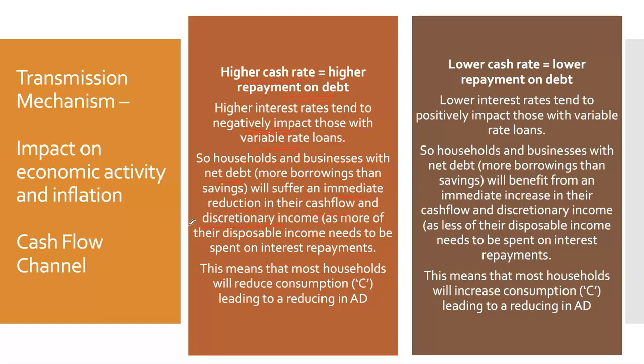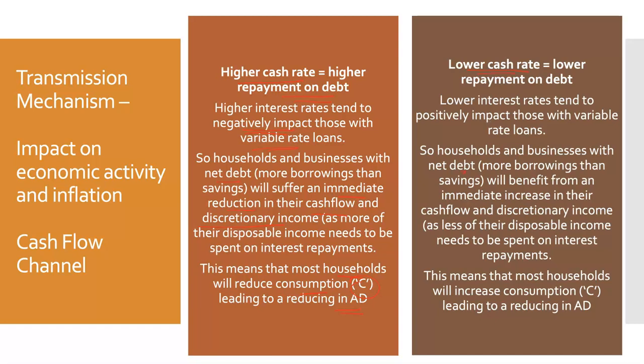So if you have to spend more of your cash on interest, you're going to have less cash to spend on other things. This is going to reduce household consumption, so C, and hence also reduce aggregate demand. So we can see higher cash rates are reducing aggregate demand because high repayments are going to result in less cash. Logically, lower cash rates are going to have lower repayments on debt, particularly those with variable rates.